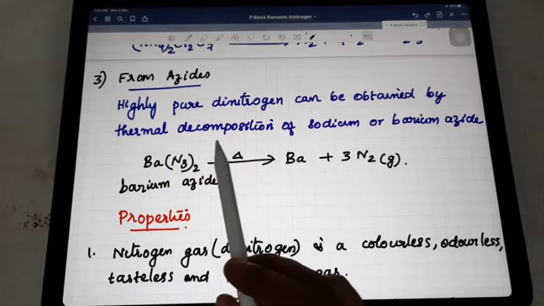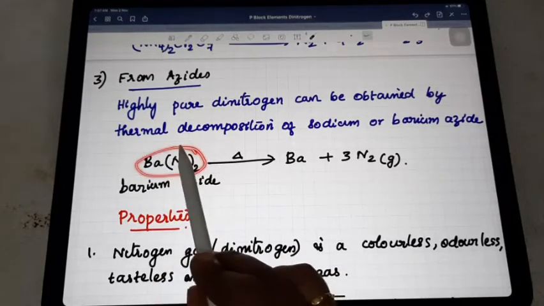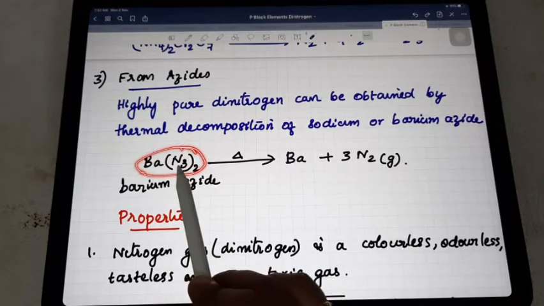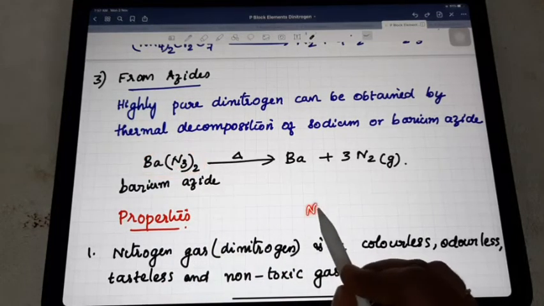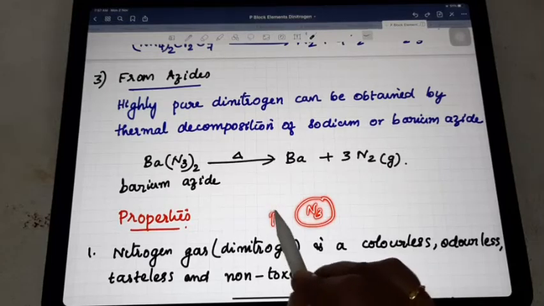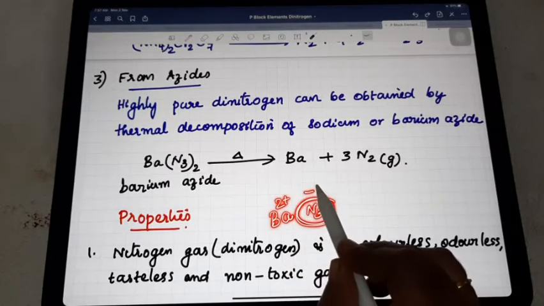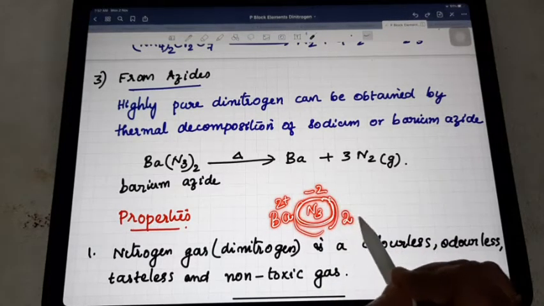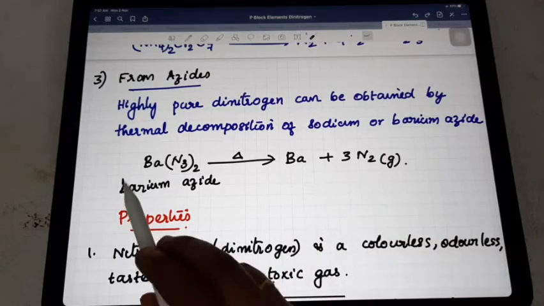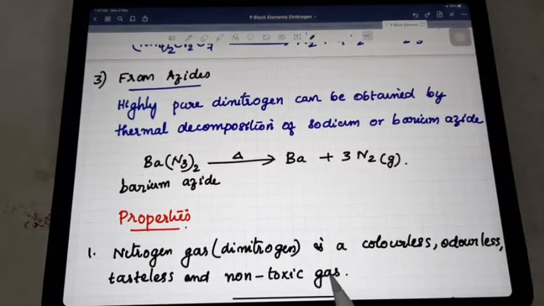So, decomposing. Then barium azide is this one, right? Ba(N3)2. N3 is said to be azide. Barium azide means barium 2 plus, so for N3 a 2 minus is also needed. For that we are applying the subscript 2. Okay. So Ba(N3)2 is barium azide.